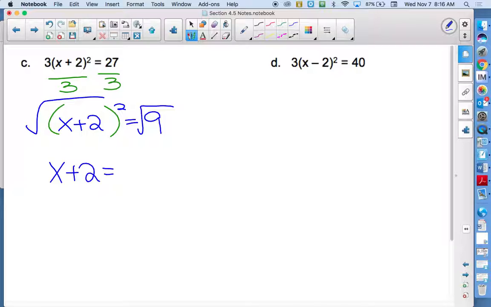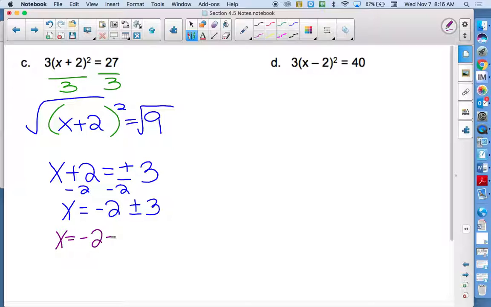Gavin, what is the square root of 9? And besides a positive 3, it could also be a negative 3. So you should have negative 2 because we have to subtract the 2 to the other side, and then plus or minus 3. So Gavin, negative 2 plus 3 makes, and negative 2 minus 3 makes negative 5.